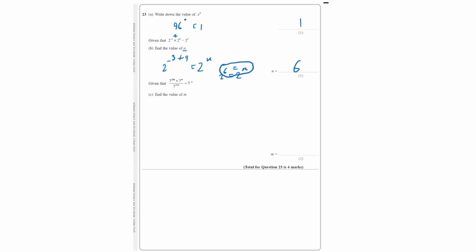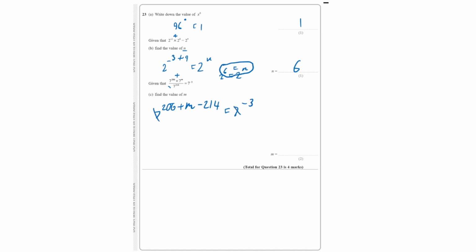Given that 7 to the power of 206 times 7 to the power of m divided by 7 to the power of 214 is equal to 7 to the power of negative 3, find the value of m. Again, when multiplying powers, you add. When dividing powers, you subtract. Let's see. So 7 to the power of 206 plus m, divided by 7 to the power of 214, that's the same as subtracting 214, is equal to 7 to the power of negative 3. We can forget the base here for now.